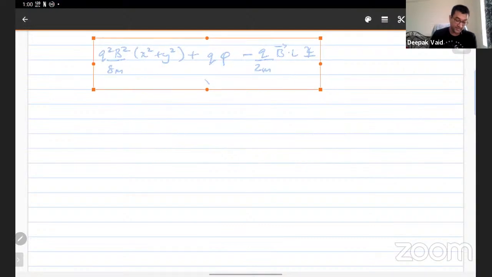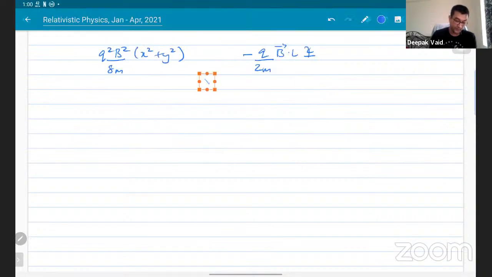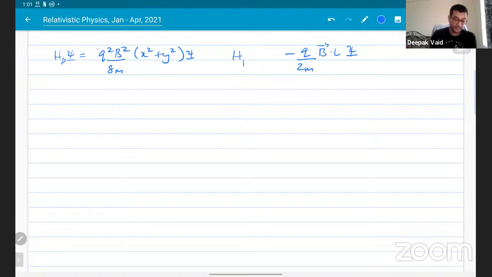And such comparisons are very useful, okay? Because so this is the first term, the diamagnetic term. Let me call it H D psi. And this is the paramagnetic term. Let me call it H P psi. Right? So if you want to estimate the relative strengths of these two, one way to do that is to take the expectation value of, let's say, H P and H D, and then divide.